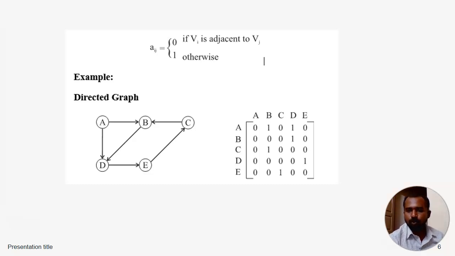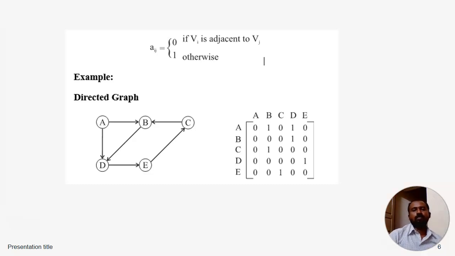Next we move to C. C is directed to B. So we have C comma B is 1, and the remaining nodes are zeros. Next we move to D. D is directed to E only. So D comma E is 1, remaining nodes are zeros. Next we move to E. E is directed to C. So E comma C is 1, remaining nodes are zeros.